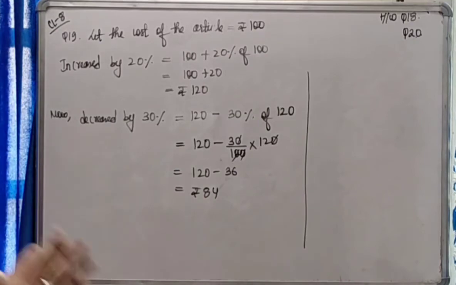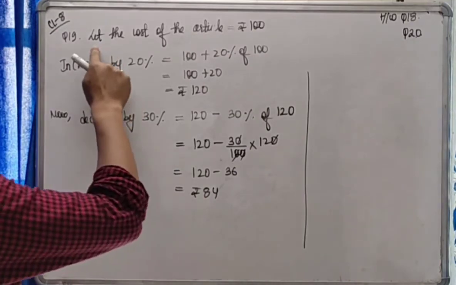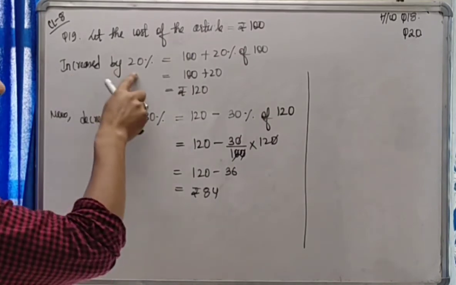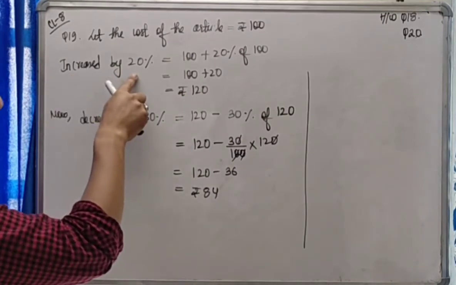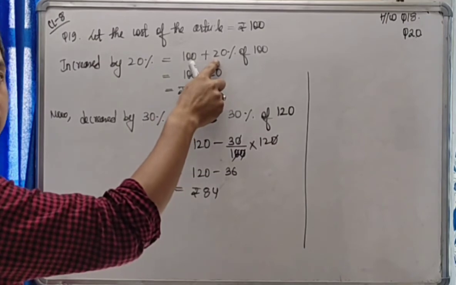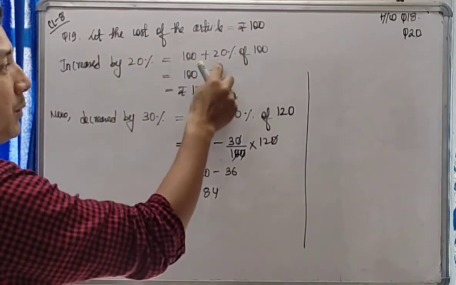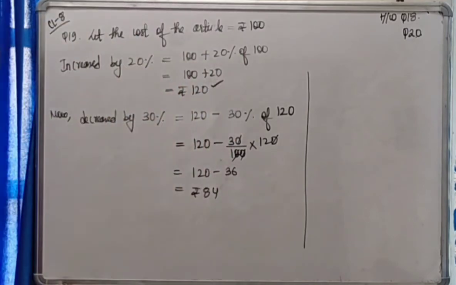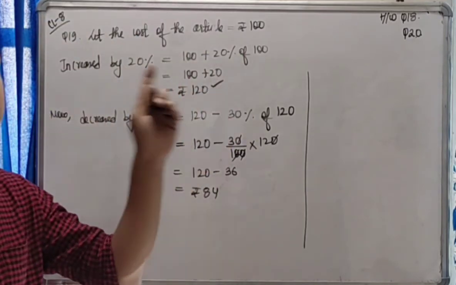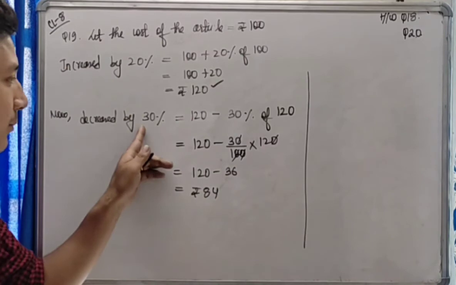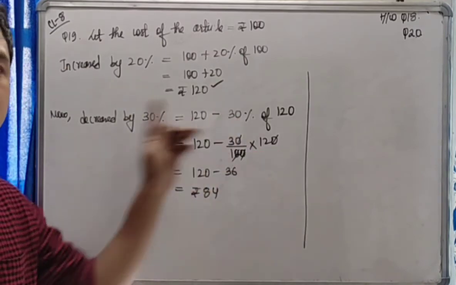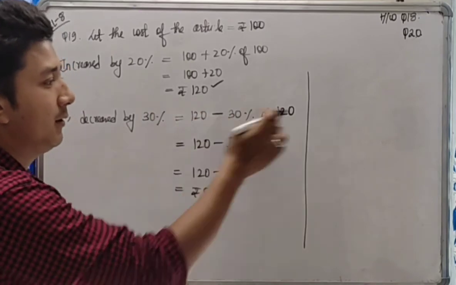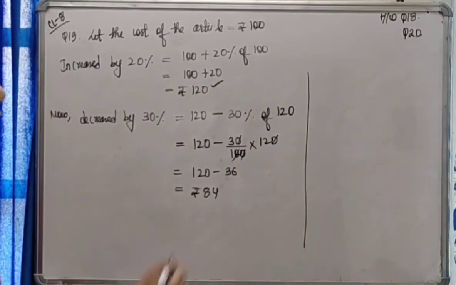Okay, as we don't know the cost of the article, let the cost of the article be 100. First it has been increased by 20%, so plus 20%. 100 plus 20% of 100, which is 20, so the value is 120. Now this 120 is again decreased by 30%. Decreased means minus 30% of 120, which will be 36.